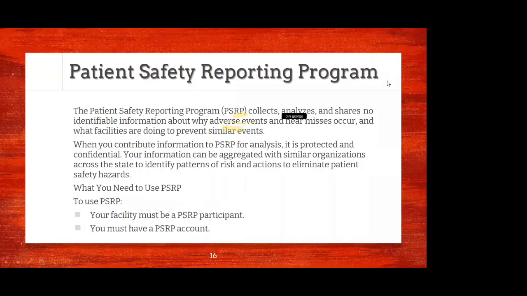Okay. When you contribute information to PSRP for analysis, it is protected and confidential. Your information can be aggregated with similar organizations across the state to identify patterns of risk and actions to eliminate patient safety hazards. What you need to use PSRP? To use PSRP, your facility must be a PSRP participant. You must have a PSRP account. So, if you want, you can read once more.